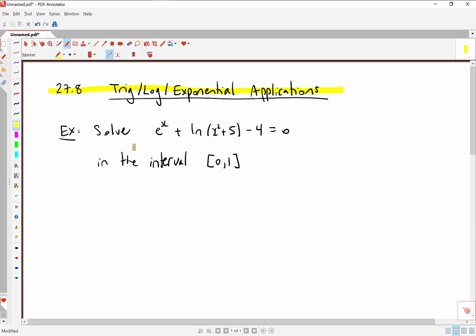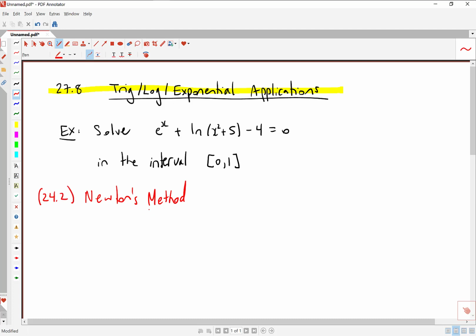So here's our first problem. We're going to solve the equation e to the x plus ln of x squared plus 5 minus 4 equals 0 in the interval where x ranges from 0 to 1. So first thing is to recognize the type of problem this is. This is a Newton's method problem. And if you want to refer back to Newton's method, we saw that in section 24.2.